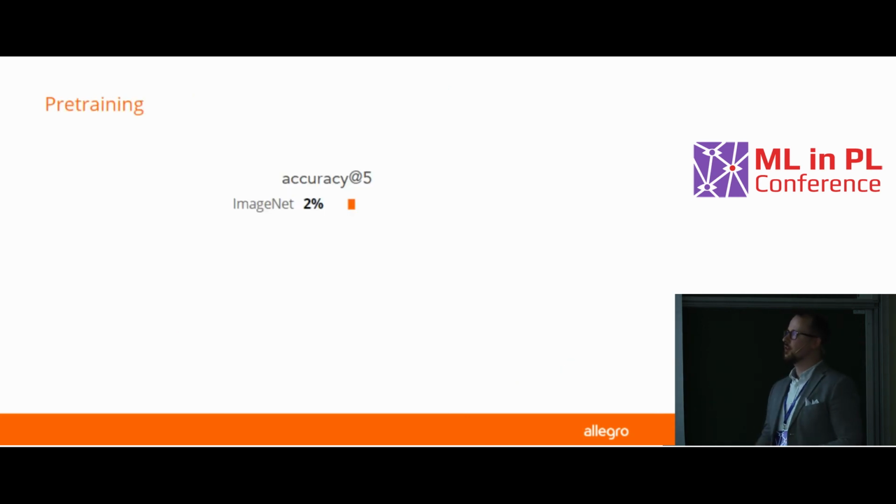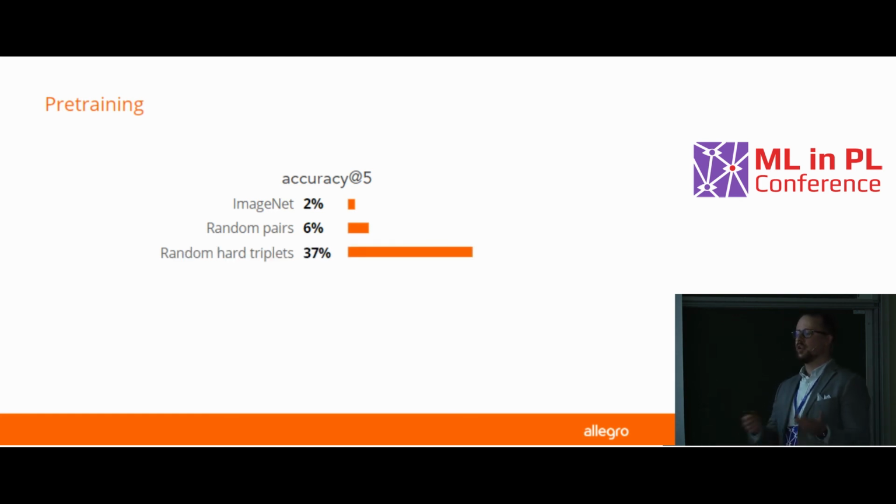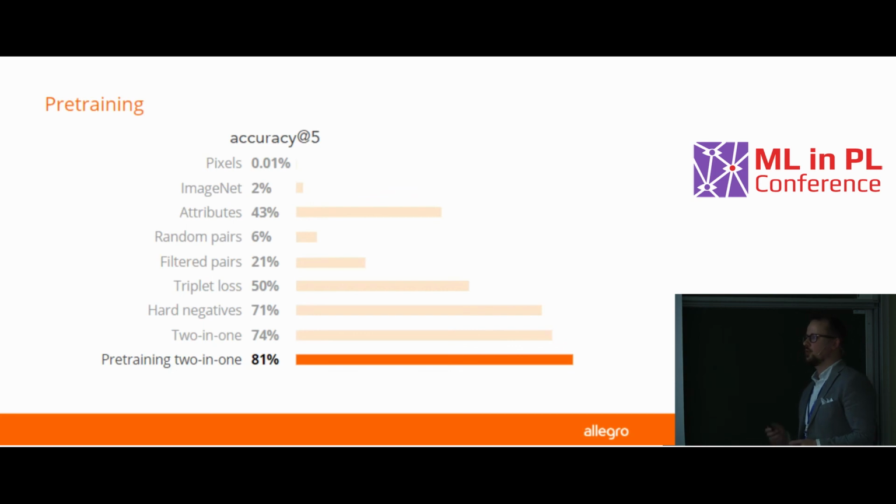So, did it work? If you recall, on ImageNet we got 2% accuracy. Then with random pairs on a Siamese network, we obtained 6%. Now, after training on the whole Allegro with the huge data set, we get 37%, which is quite a substantial improvement. So let's see if using this pre-trained ResNet and combining it with our two-in-one approach would help us. Well, it did. We get 81% accuracy with the pre-trained two-in-one approach, and that's quite a good value.